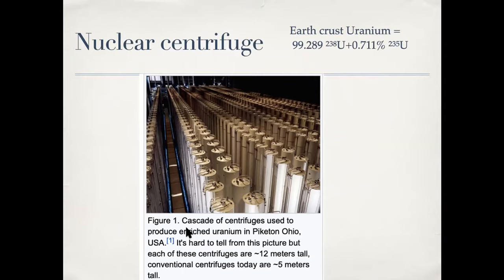Uranium in the Earth's crust is 99.3% uranium-238, which is a completely harmless substance and which is not good for any nuclear applications, plus less than 1% of uranium-235. And this uranium-235 is the isotope which fissions: when hit by a neutron, the nucleus of that isotope splits into pieces and emits two neutrons.